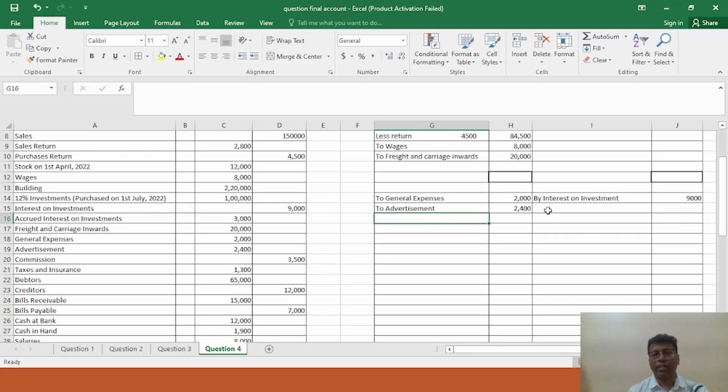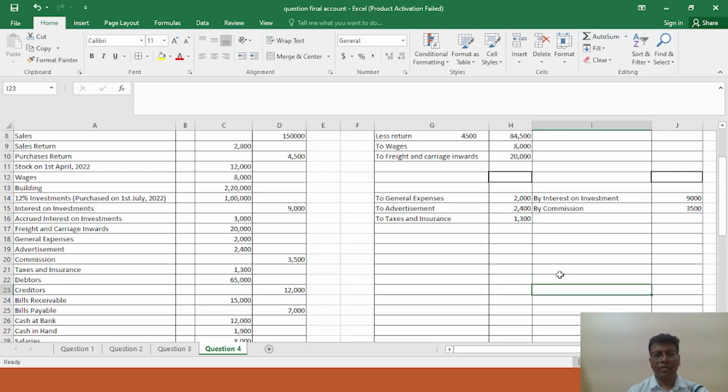And commission in the credit side, right? So by commission, that is 3500. And taxes and insurance 1300. To taxes and insurance 1300.